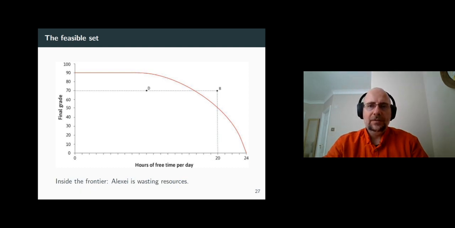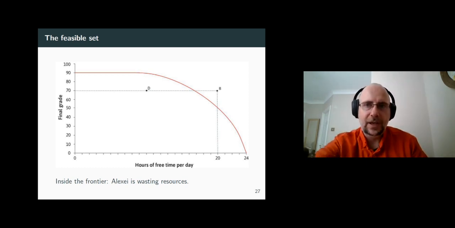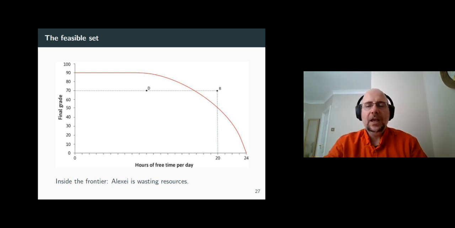Notice also that if consumers choose to sit inside the feasibility frontier, they are wasting resources. Take point D, for example. Point D corresponds to a grade of 70 and 14 hours of work per day. But notice that you can get a grade of 70 with only 7 hours of work per day. Why would you work 14 hours to get the same result you can get in 7? It's not rational. Reasonable people don't act like that.